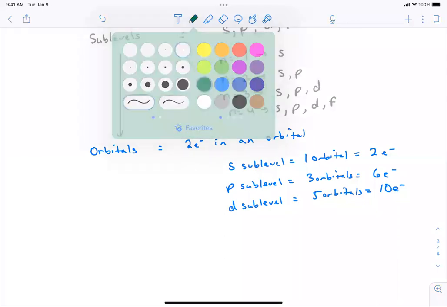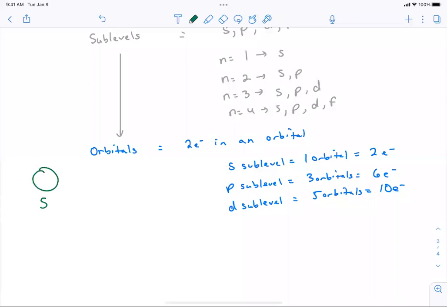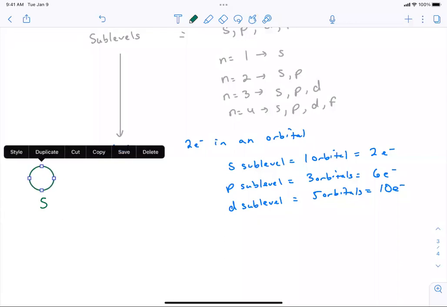An S sublevel is a sphere. It does say you need to know the shapes of the S and P orbitals, but it's not too bad, and I'll explain to you why. So S is a sphere. S for sure.